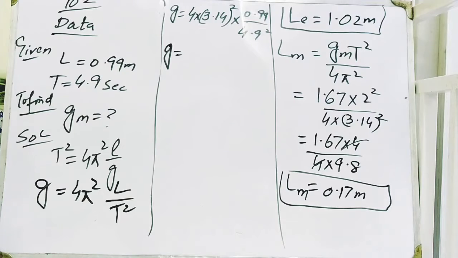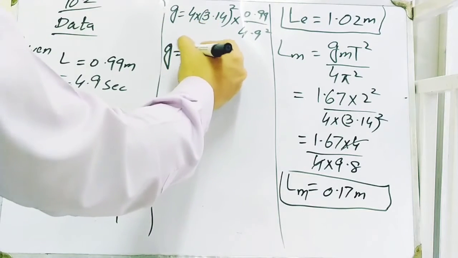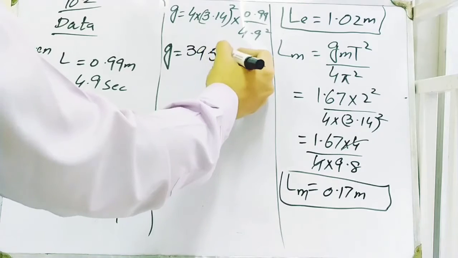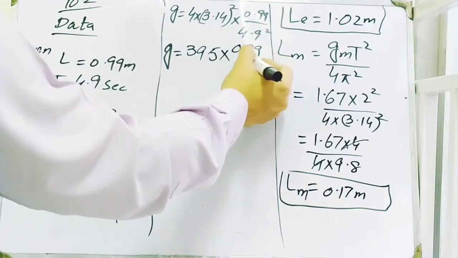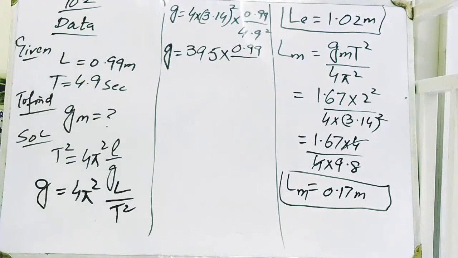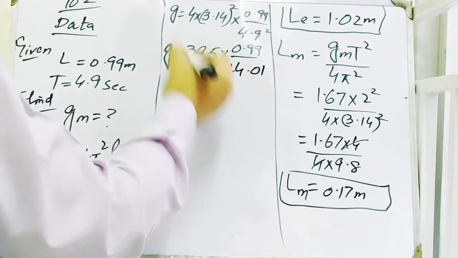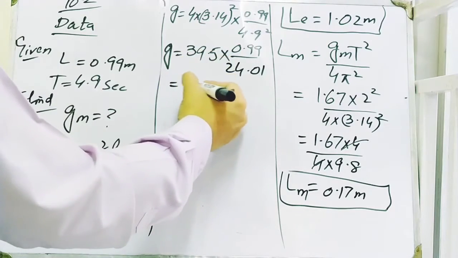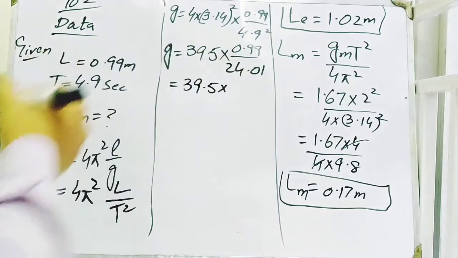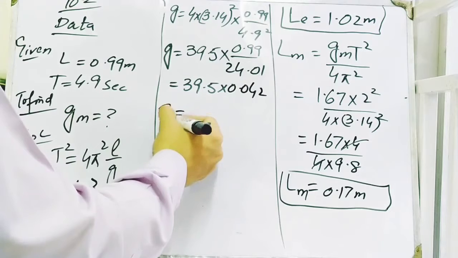So the value of G will be, if we solve it, 4 into 9.8 will be 39.5, multiplied by the next value, 0.99, divided by the square of 4.9, which is 24.01. So this answer will be 39.5 multiplied by 0.042.